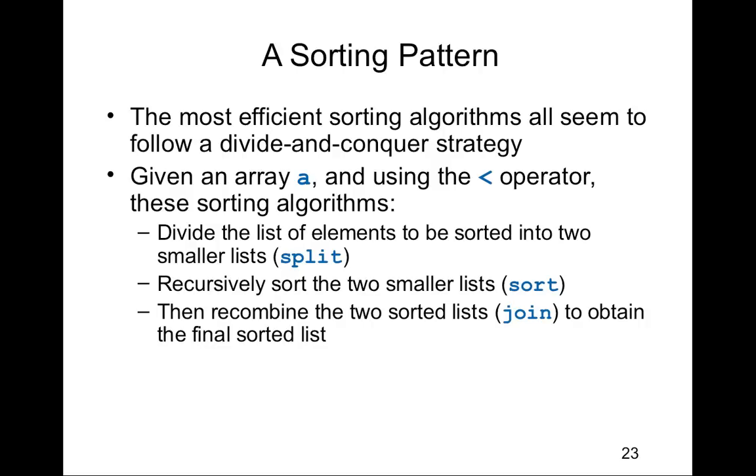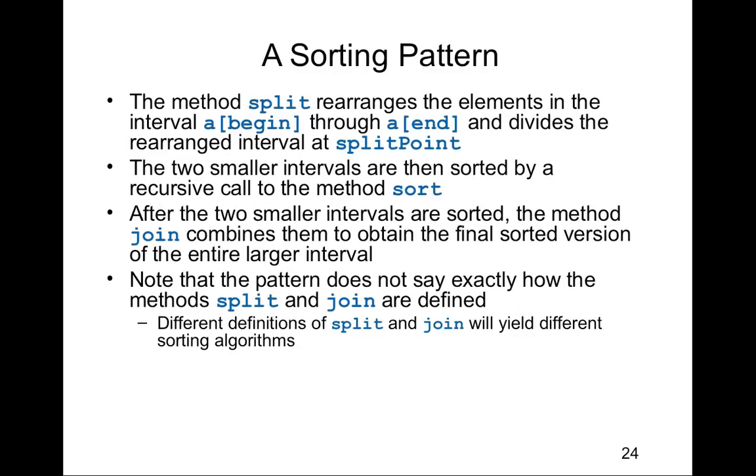So as an example, given an array A and using the less than operator, these sorting algorithms could exist, and one of them is divide the list of elements and sort them into two smaller lists. Well, that's using a split. So as a design pattern, you take the big list of stuff and you make it into smaller lists. Well, that's actually kind of the binary sort concept, but you have to take a sorted list in order to do that. But it's a design pattern. Or there's a recursively sort the smaller list with a sort, and then recombine the two sorted lists and join them to obtain the final sorted list.